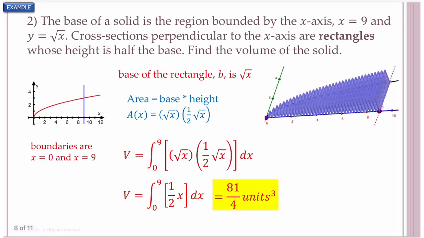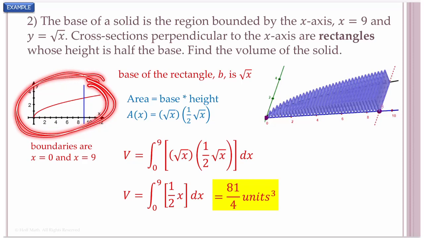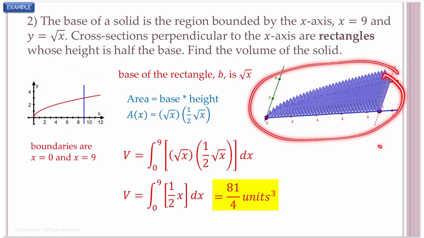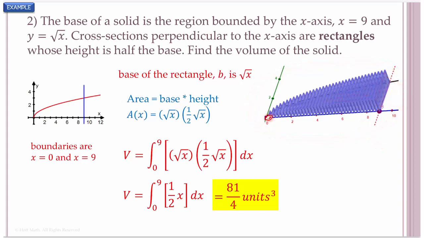And on this slide, I'm showing you the Google Earth view, so looking down at the top. And then this is the street view. So you can sort of see these rectangles whose height is half of the base, and they're getting shorter and shorter as you get closer and closer to the origin, where the bases are short.